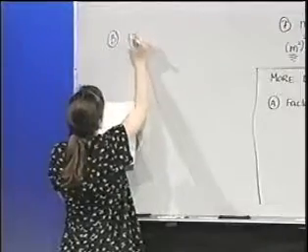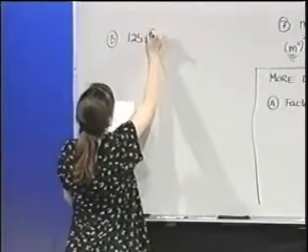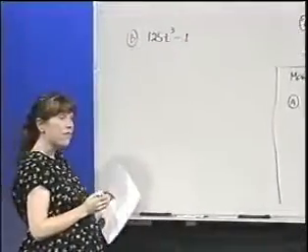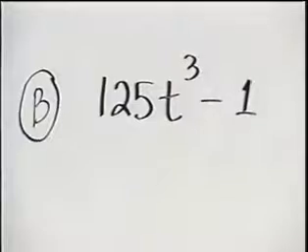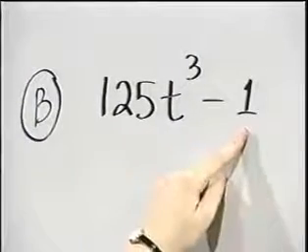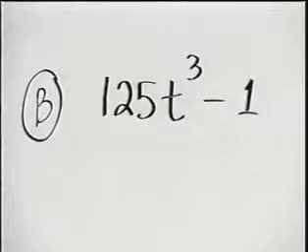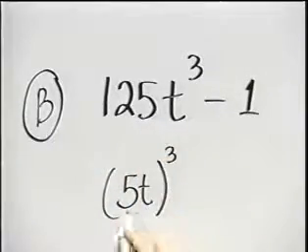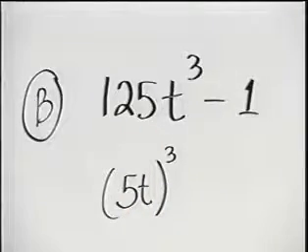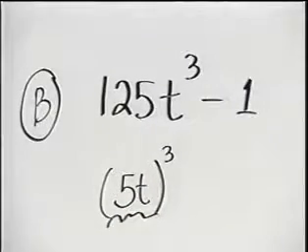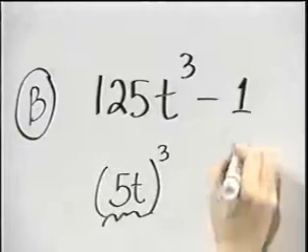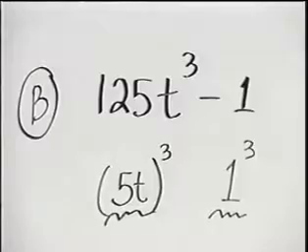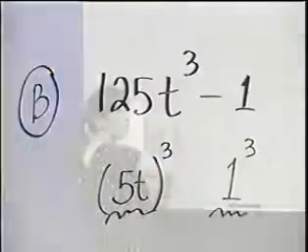Let's take 125t cubed minus 1. This is another difference of cubes. In fact, this is 5t cubed, right? 5 cubed is 125. So this is 5t cubed, and this is 1 cubed. You need the 5t and the 1. So now let's factor this.